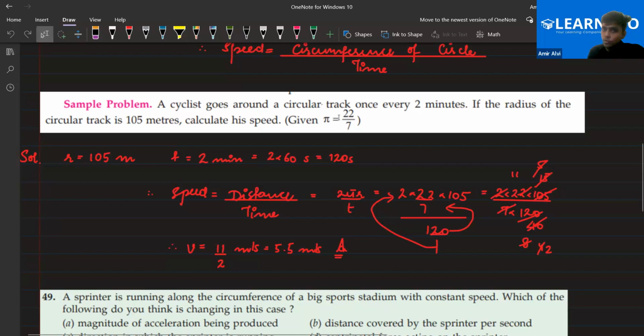Try to use 22 by 7 when the radius is a multiple of 7. As you can see, the radius is a multiple of 7: if you divide 105 by 7, it's basically 15. So you can use 22 by 7 as the value of pi when the radius is a factor of 7. Divided by time, 20. Ultimately the velocity comes out to be 5.5 meter per second. Is this clear to all of you? Is there anyone who is having doubt till now?